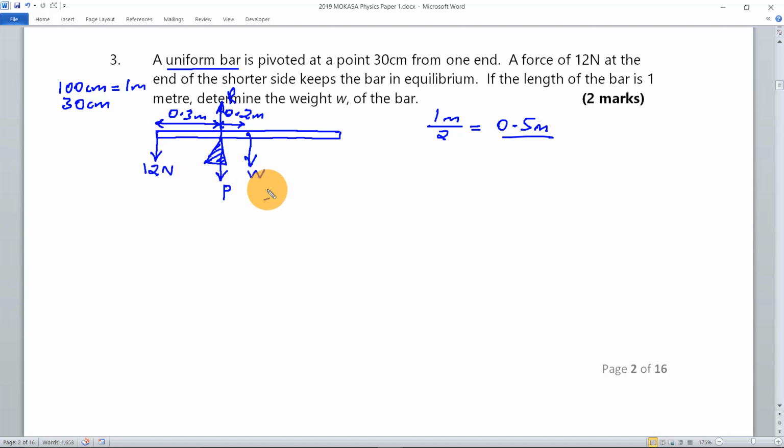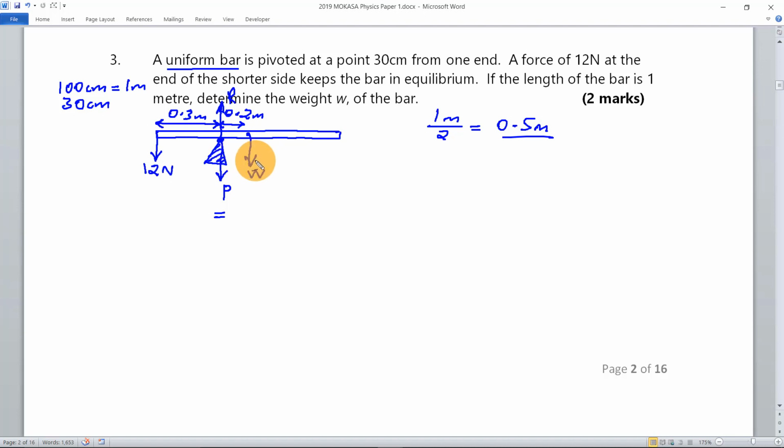Now, in order to calculate the unknown, we need to apply one of those conditions of equilibrium. And the best one is the sum of the clockwise moments about a point is equal to the sum of the anti-clockwise moments about the same point. Now, I need to identify the point about which to take moments. It's always very important to identify that point clearly, because if you don't, you might end up with unknown forces in your calculation, and they make your calculation a bit of a problem.